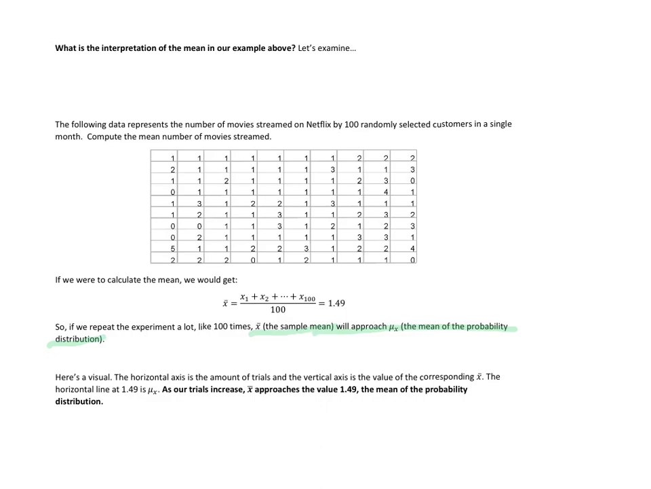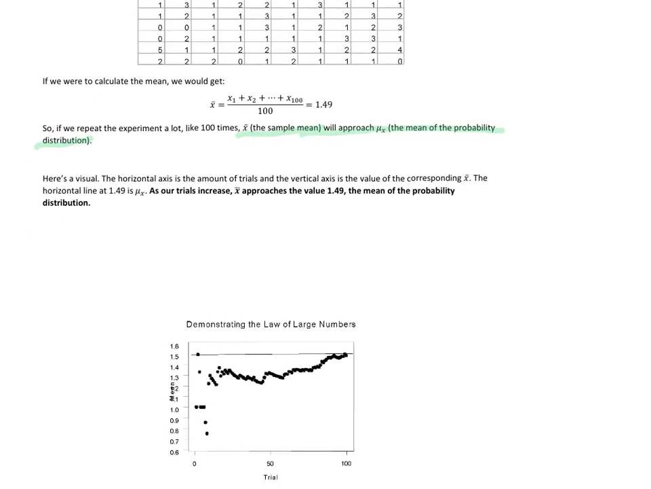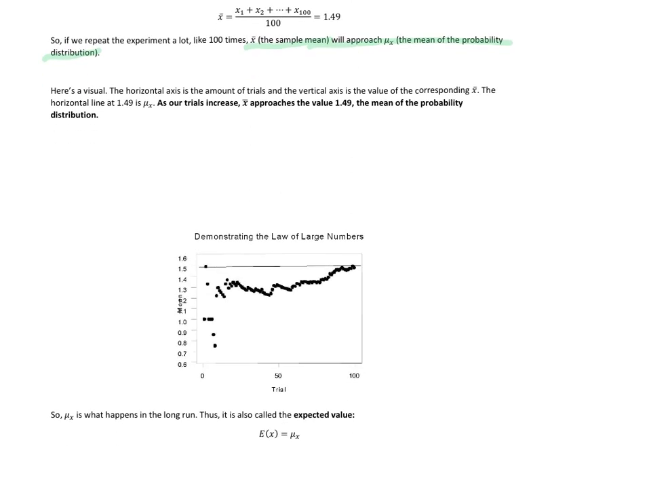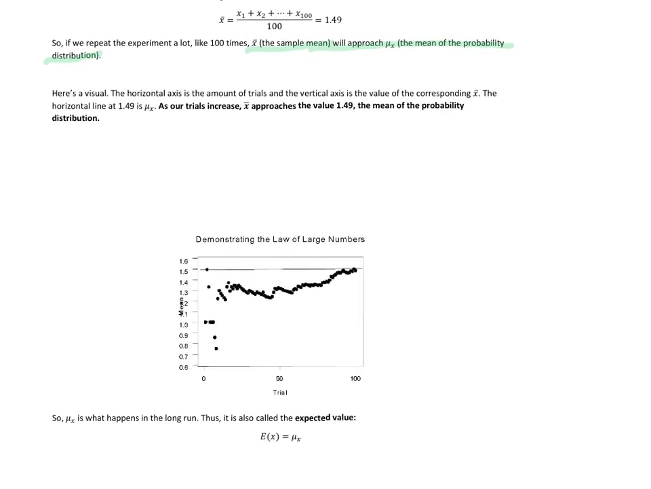All right, and then we get a nice little visual if we continue down our page. The horizontal axis is the amount of trials. So our trials would be sampling, like, 100 people. The vertical axis is the corresponding x bar. So for instance, when we sampled 100, we got something like 1.49 right there. And then this horizontal line that they have is mu sub x.